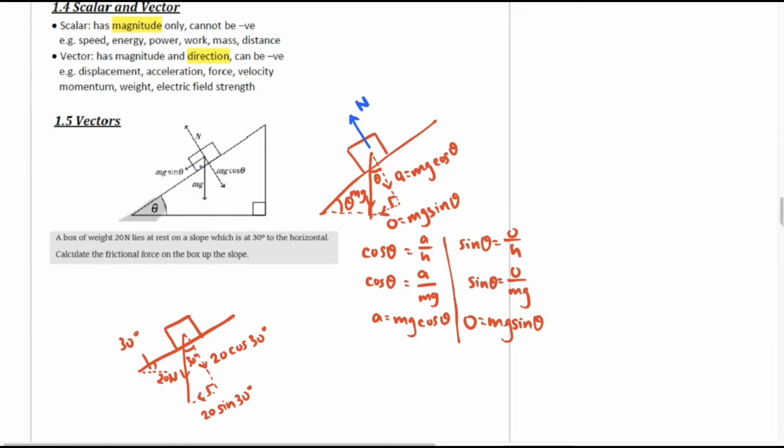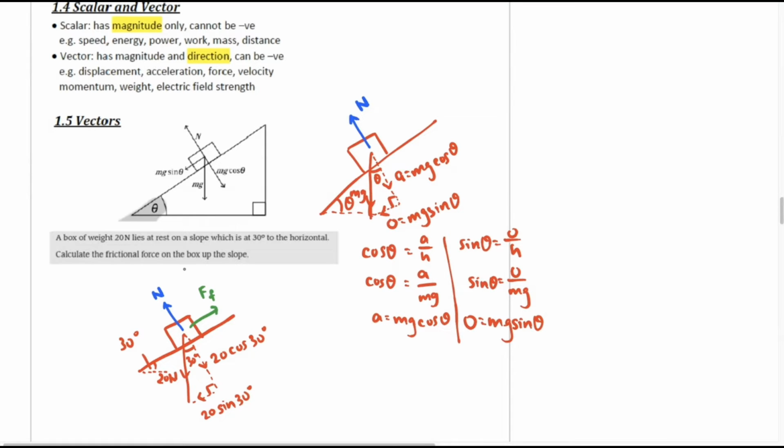Let's say I use a different color for the normal reaction. Okay, now we also need to know the frictional force is acting up the slope. Frictional force is acting in this direction. Frictional force.